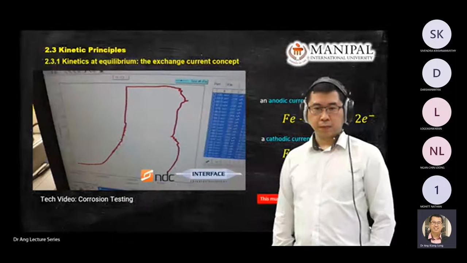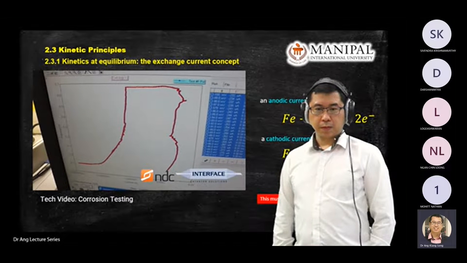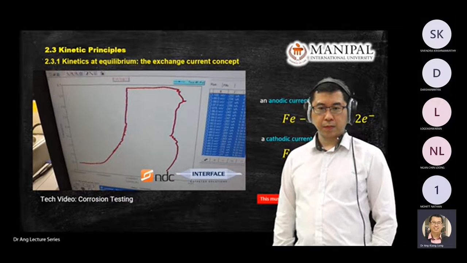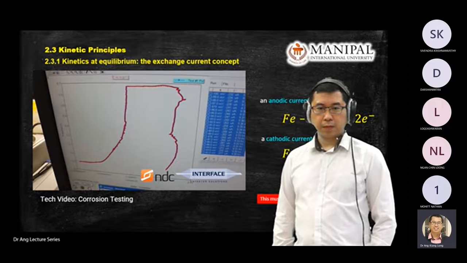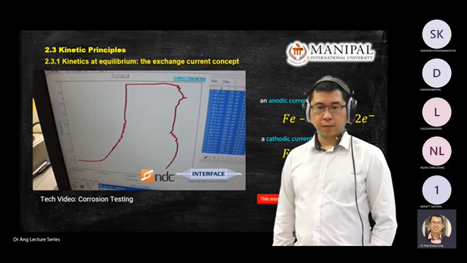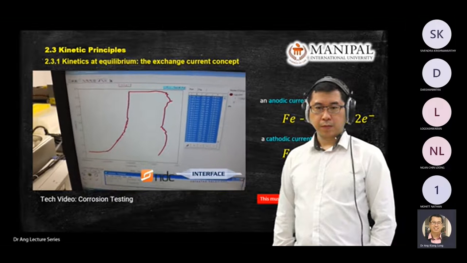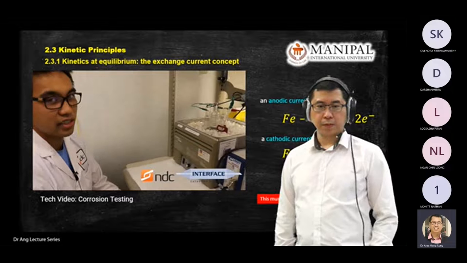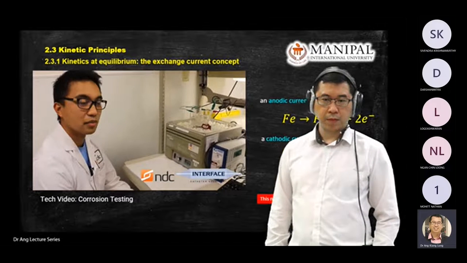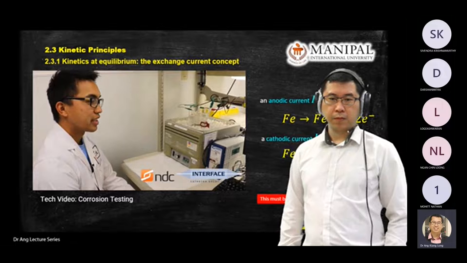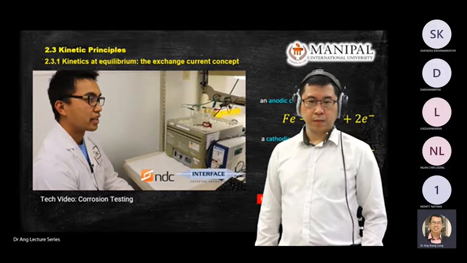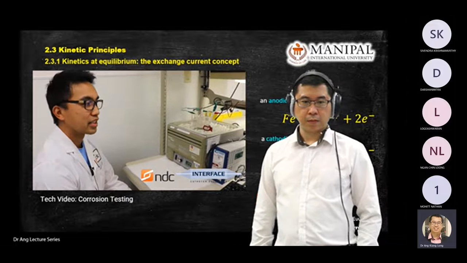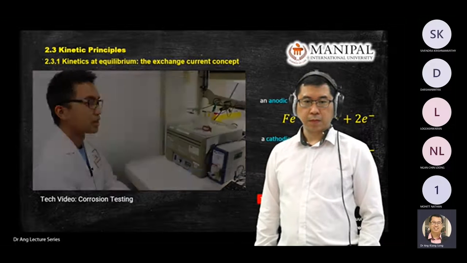And once the breakdown potential has been reached, we reverse the scan until we reach a final potential. And that gives us an indication of the device's resistance to crevice corrosion. Another thing that can occur is the voltage can increase until it reaches what's known as the oxygen evolution potential. And if it doesn't form any pits at that point, then you're pretty sure that the device has pretty good resistance to corrosion at that point.